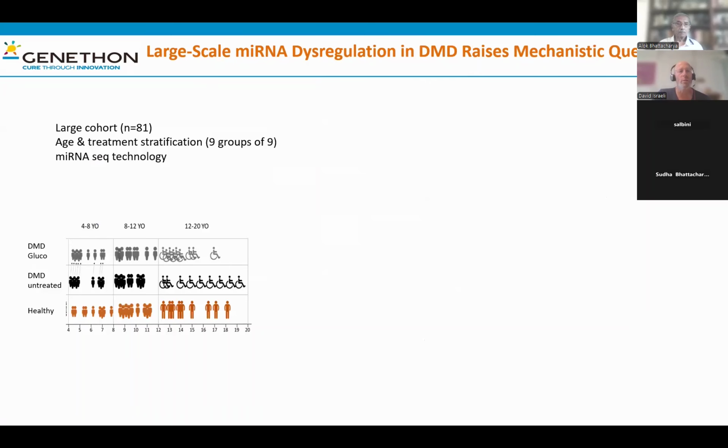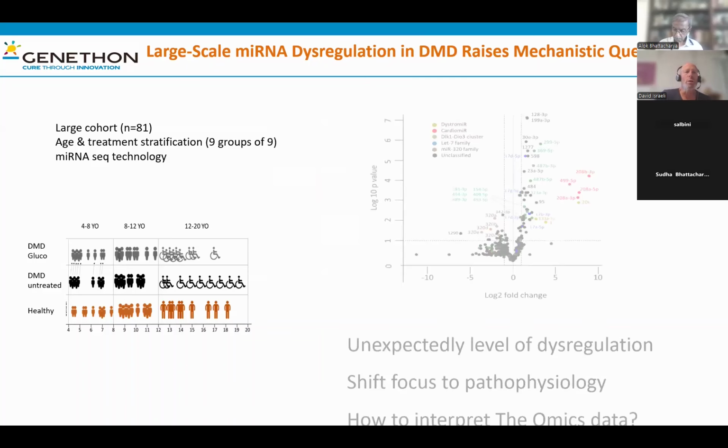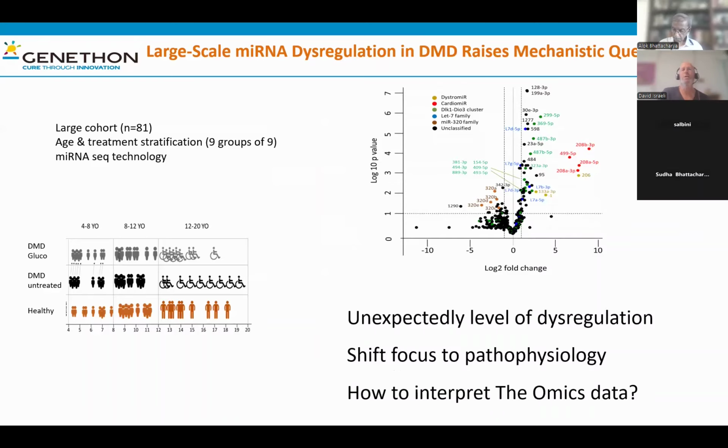There was a large cohort of DMD patients, 81 people, and we ran the same study looking for perturbation of circulating miRNA. And here we had a surprise. In animal experimentation, we had found only a small number of microRNA dysregulated in Duchenne. When we moved to a large human cohort, with improved miRNA technology, what we found was a tremendous level of perturbation of circulating miRNA in Duchenne patients, and we were quite surprised.